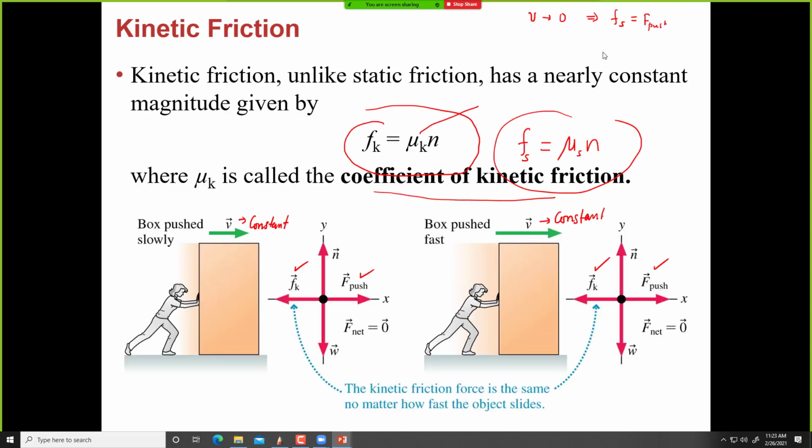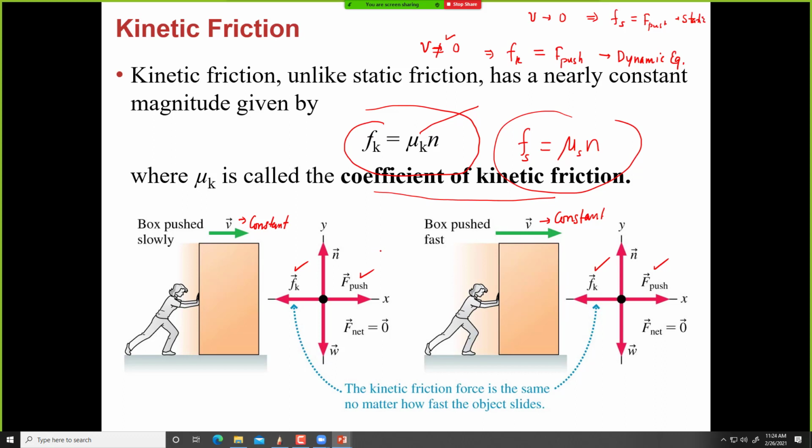So again, in the previous example, we have two forces equal and the box is not moving, velocity is 0. But here, we can have the box moving with some velocity, not equal to 0, and still have the friction force equal to the push force. So this case is called dynamic equilibrium, and this case is called static equilibrium. So there are two types of equilibrium.